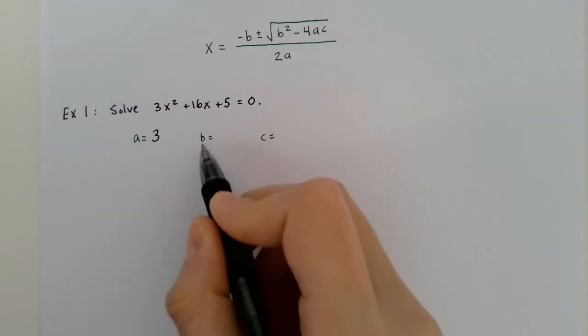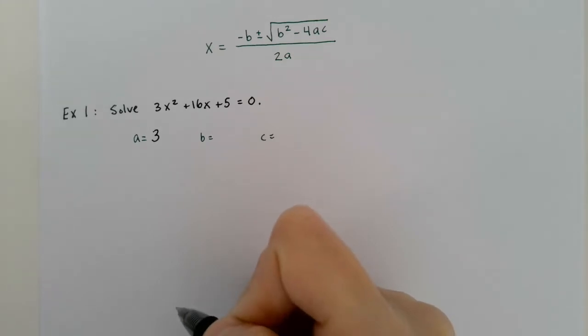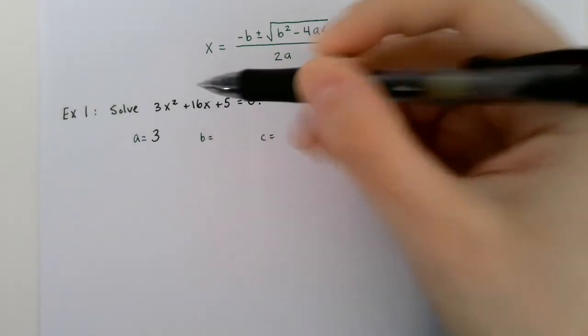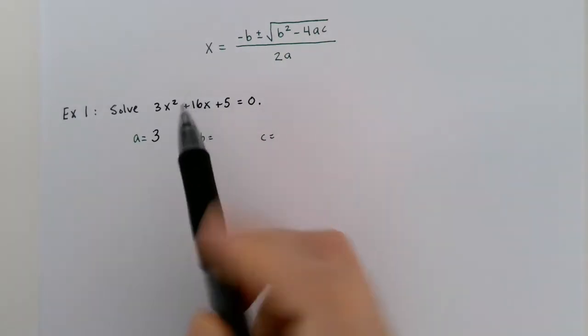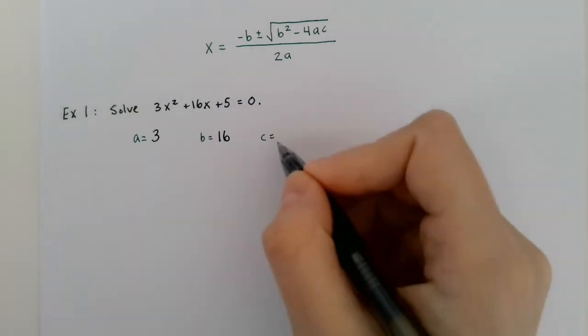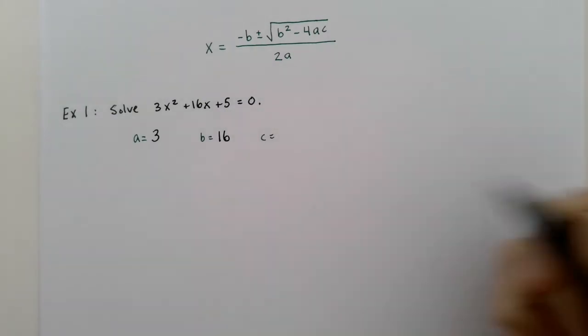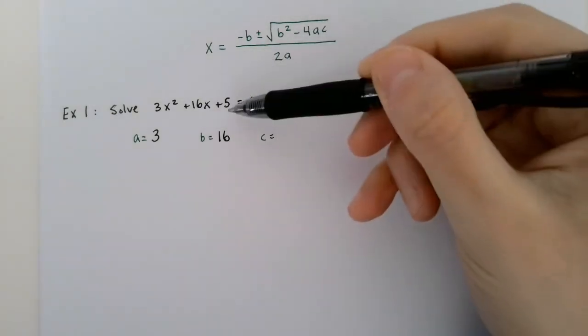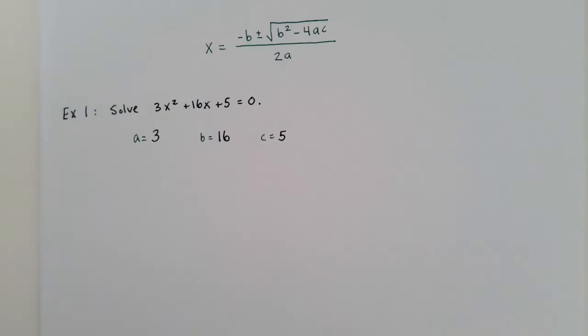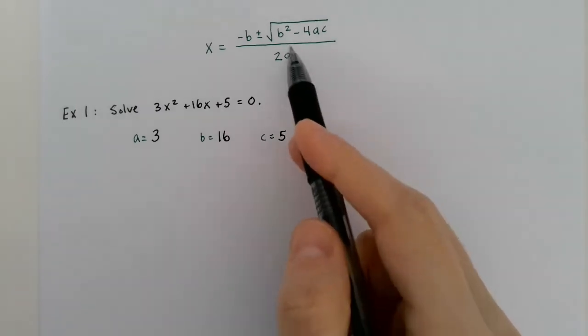All right, b is always the coefficient of your x, not x squared. So in this case, we're looking at this term right here. So the coefficient of x is +16, so b is 16. And c is always your constant, your regular number that has no variable, which is this one right here, which is a +5.